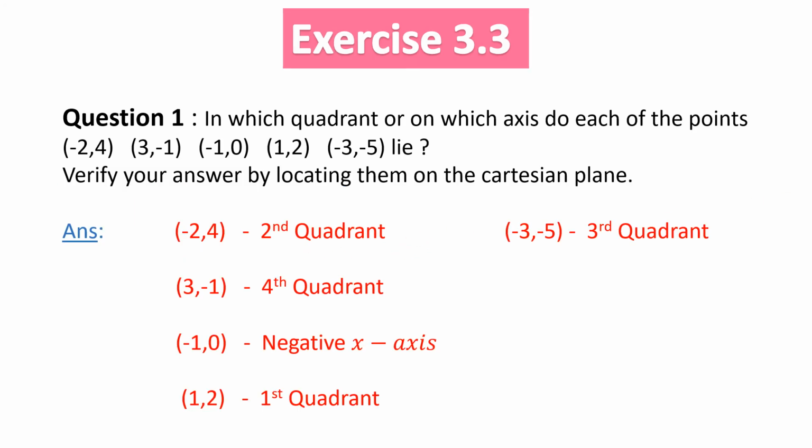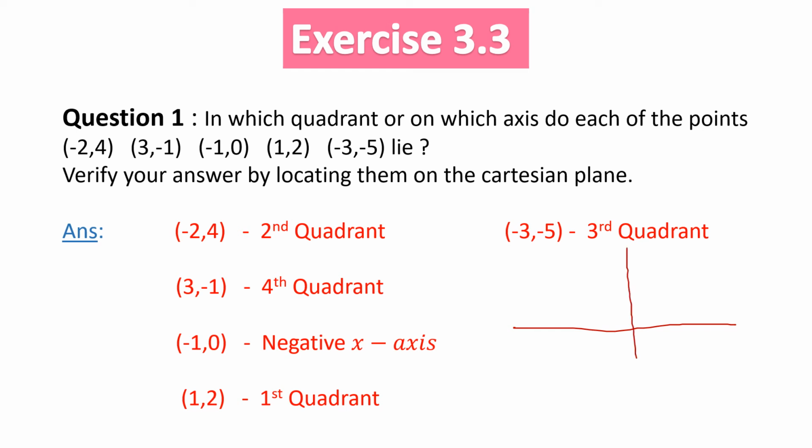Okay, so let's read the question. In which quadrant or on which axis do these points lie? And we have to verify our answer, whatever answer we get, using the Cartesian plane also. Now they have given us different points and we have to say in which quadrant each point belongs to, right? So before that, let's refresh our memory.